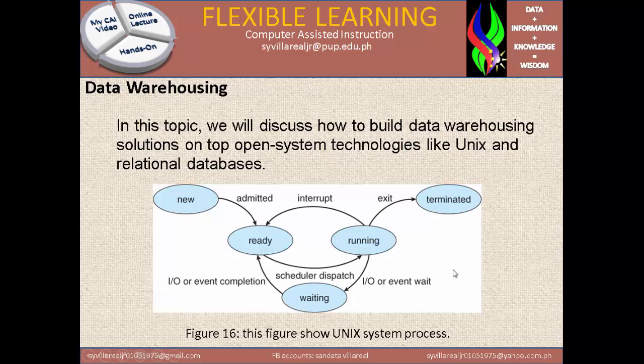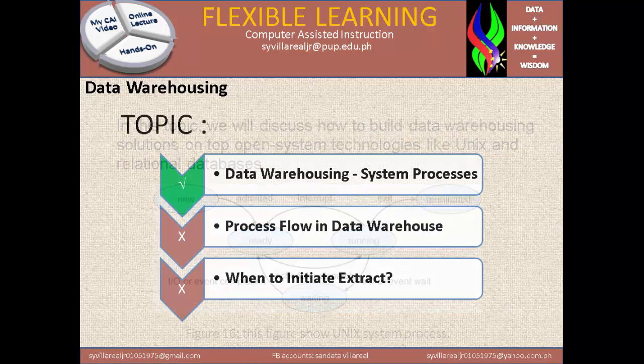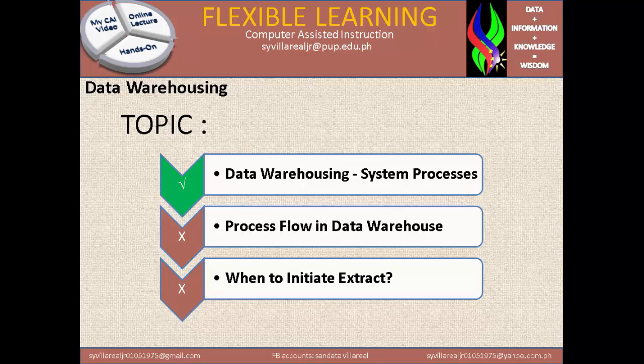And again, this is what we call the system, like Windows 10, Windows 7, Windows 8. In Unix, we have Ubuntu, Fedora Core, SUSE. There are plenty, and that is what this talks about. Next. So we are finished now with the data warehousing system processes. When we talk about the system, that is the operating system. Next topic we have is the process flow in data warehouse.